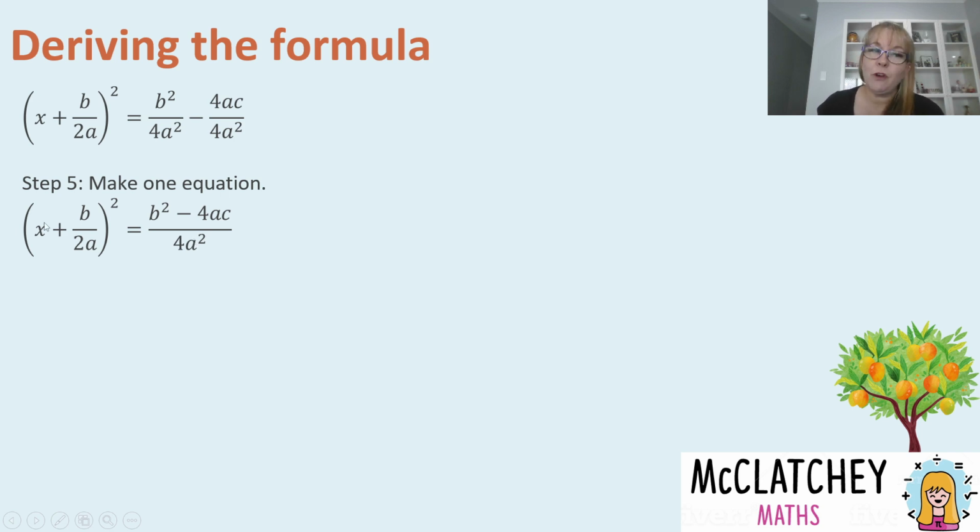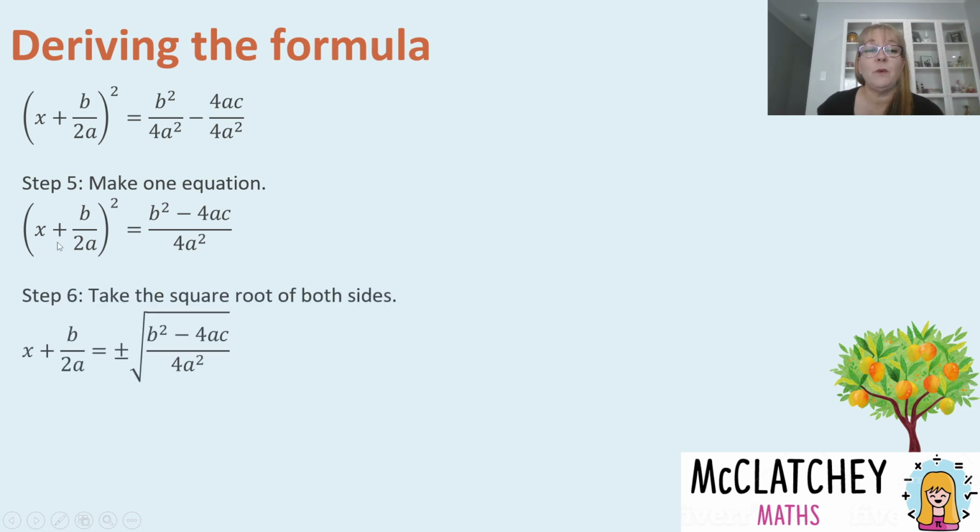My next step, I'm still trying to get this x all by itself. So we've got no x on this side, so we can just focus on this side now. At the moment, all of this side is squared. To undo squared, we take the square root of both sides. So I'm going to cancel out that squared on the left-hand side. I've now got this under a square root sign.